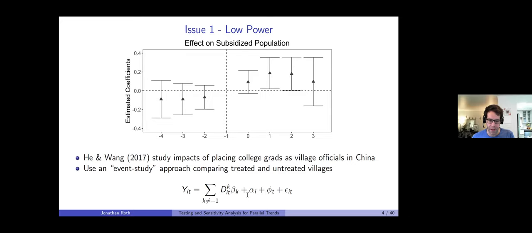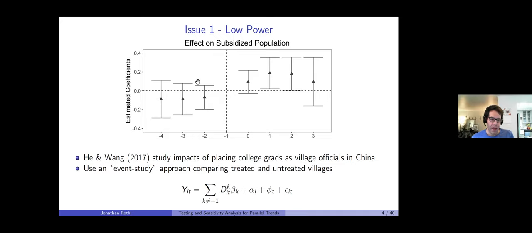Since you had Andrew Goodman-Bacon out earlier in your reading group, you might know that if there's a lot of treatment effect heterogeneity, then this type of specification may have its own problems, even if parallel trends holds. But suppose for now that we were willing to assume homogeneous treatment effects at a given event time, so that that's not an issue under parallel trends.